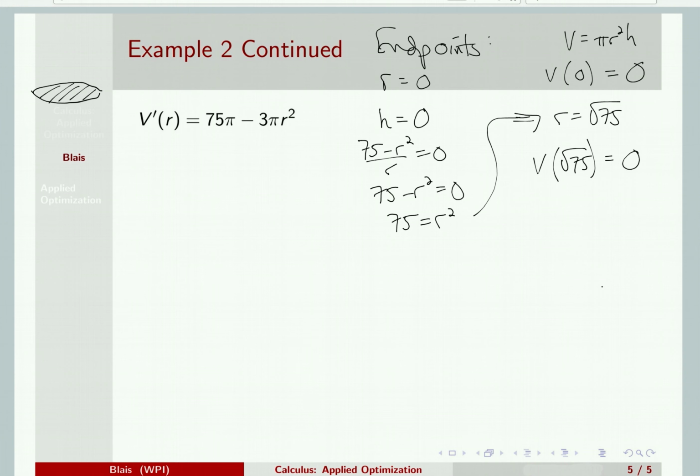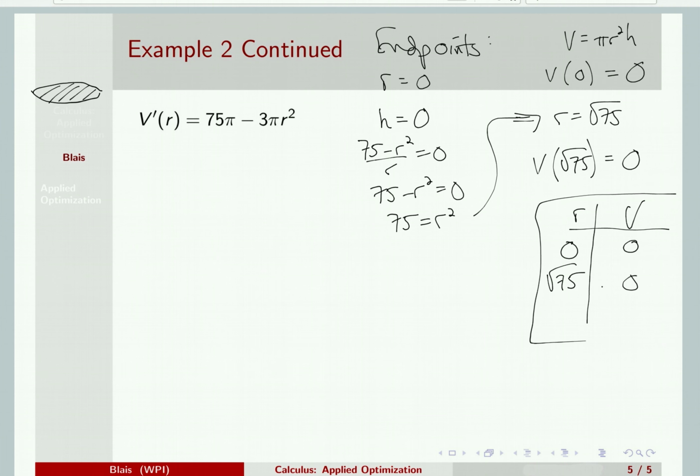So if we make our chart, we have natural choices for the radius being between 0 and root 75. And so now our problem is reduced to maximizing our function on this interval. So that's the first part. Now we can check for the critical points.